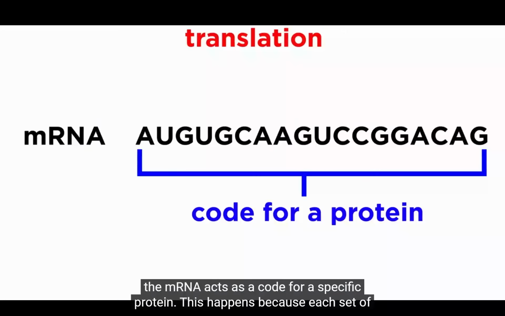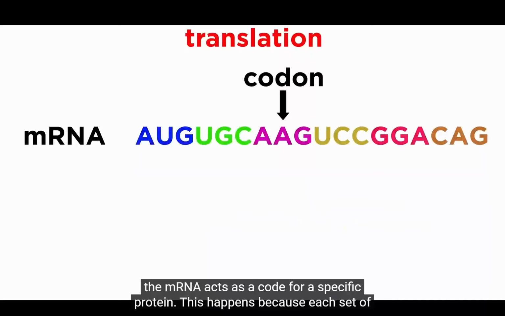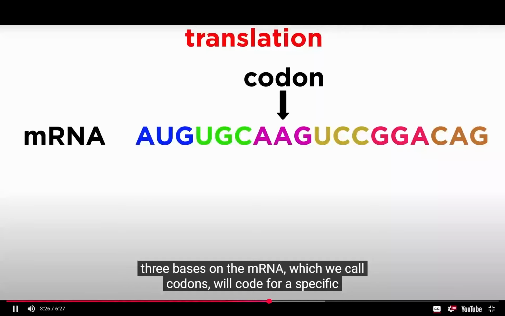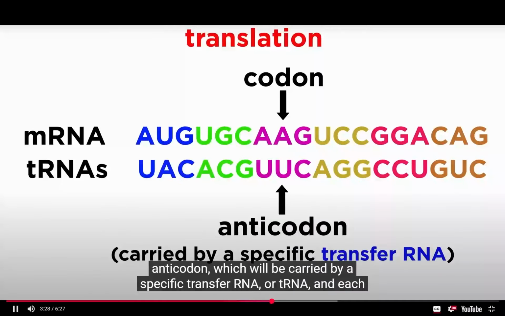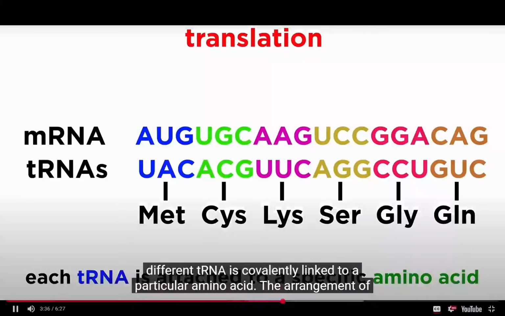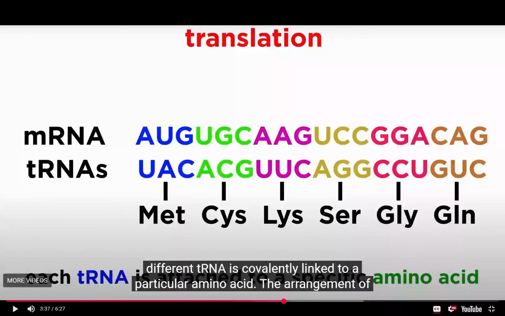Okay, so basically, just to give a recap, this gold thing is the mRNA molecule, and it leaves the nucleus and goes to the ribosome. And this is where the video leaves off. The ribosome is where translation occurs. During translation, the mRNA acts as a code for a specific protein. This happens because each set of 3 bases on the mRNA, which we call codons, will code for a specific anticodon, which will be carried by a specific transfer RNA, or tRNA. And each different tRNA is covalently linked to a particular amino acid. All right, so that's the core thing.